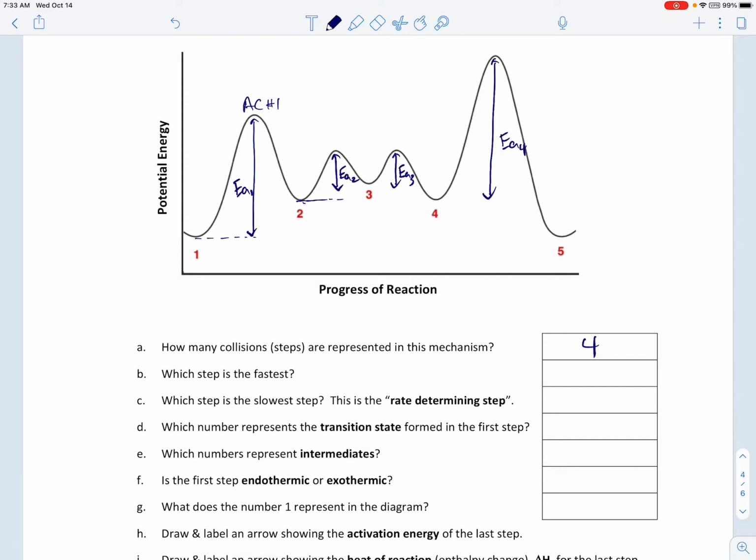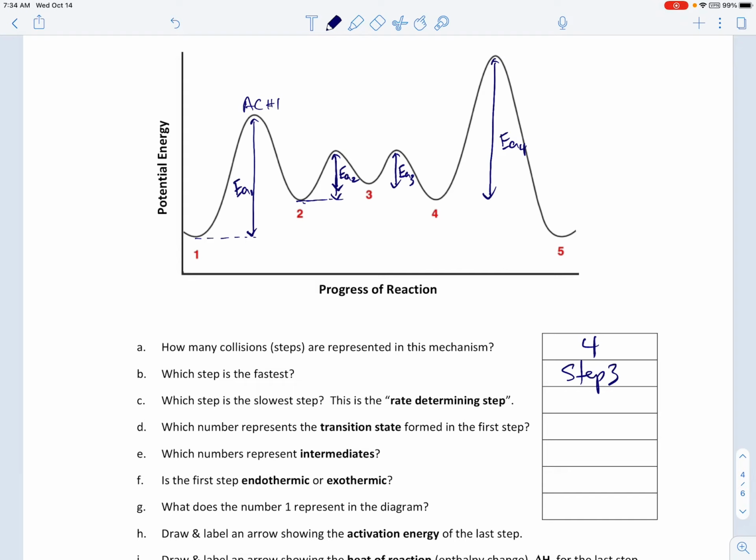Well, it's a little close, but I'm going to say that step 3, if I drew my arrows better, step 3 is clearly smaller than step 2. Those were the two possible choices there that were smallest. So step 3, because it has the smallest activation energy. You might want to put a reason beside your answer.